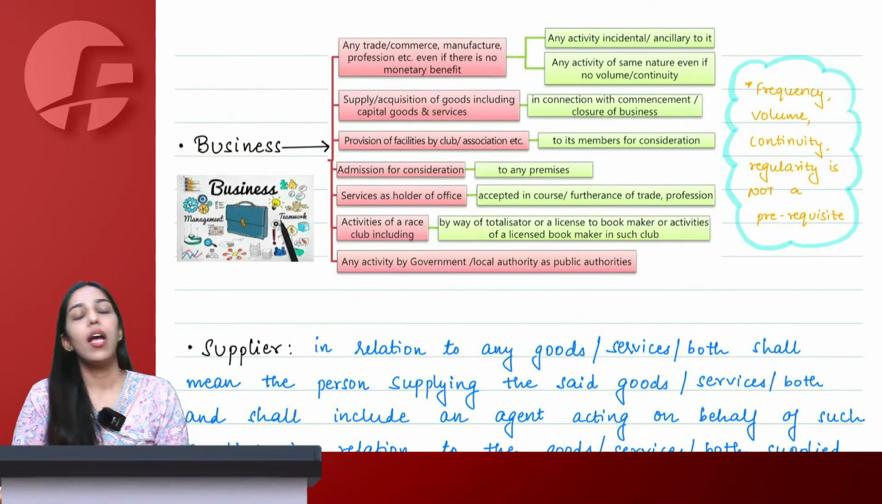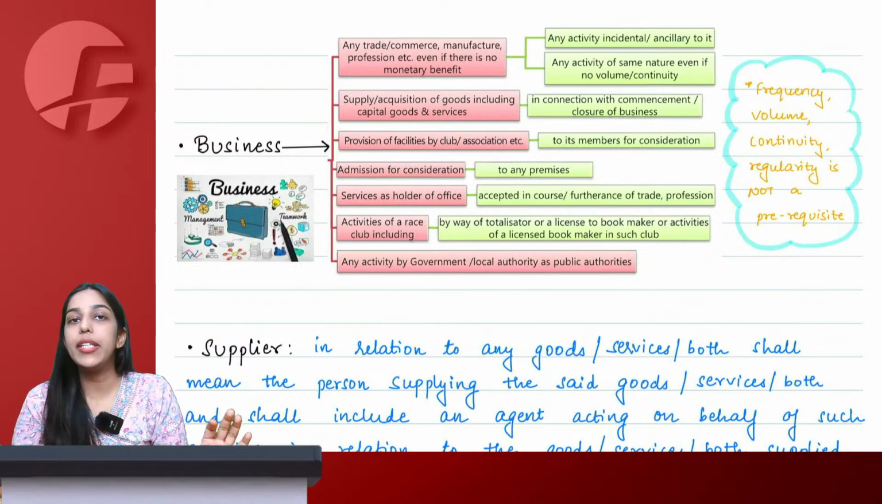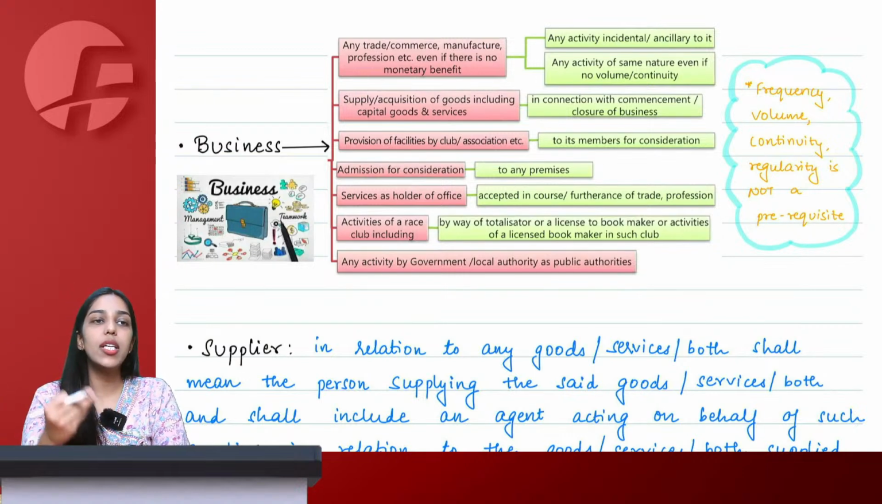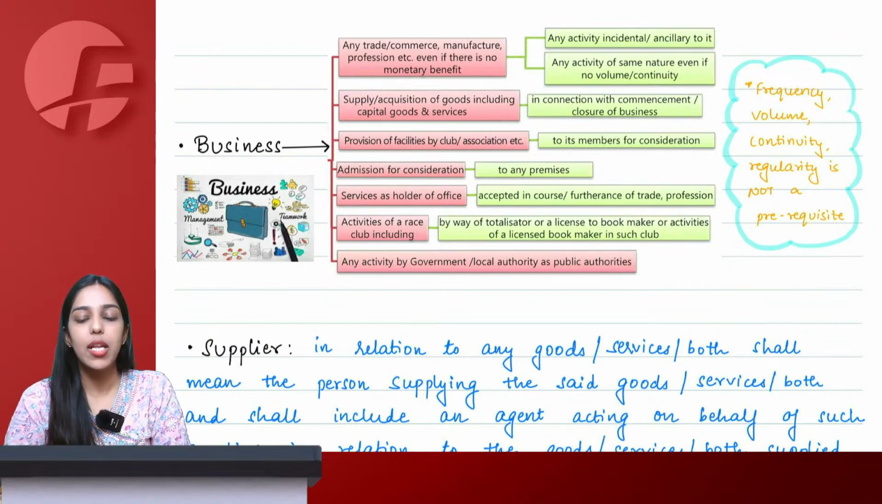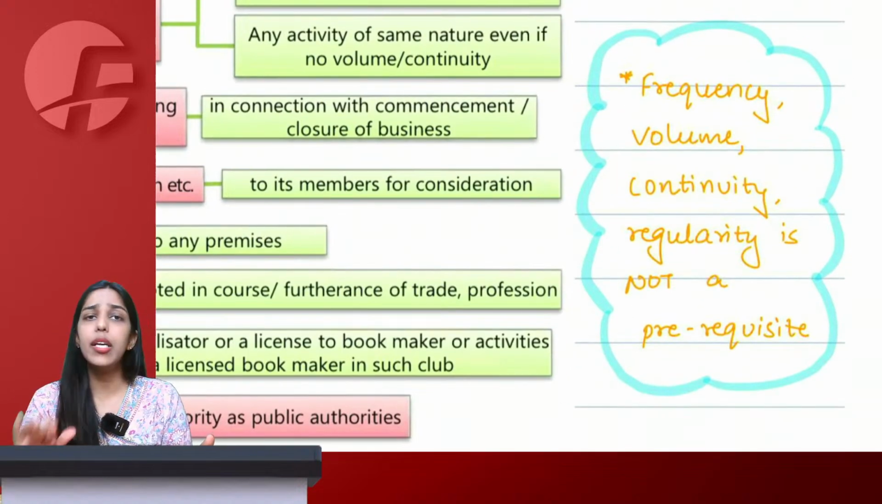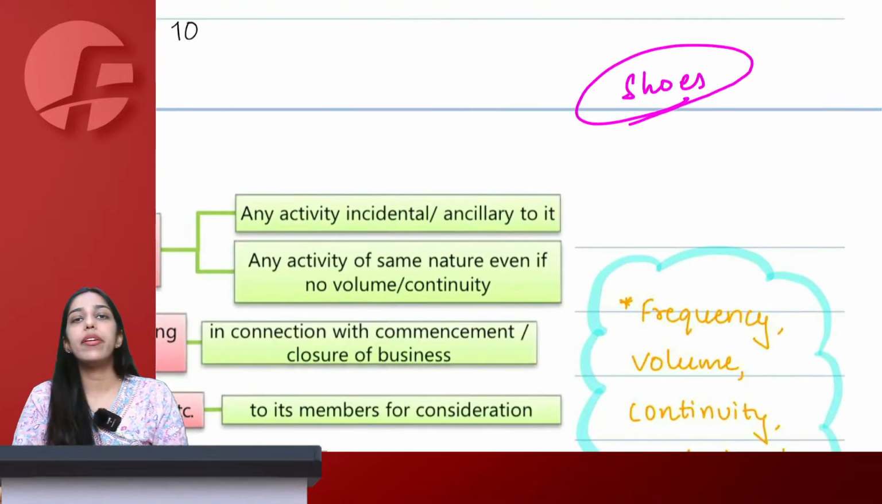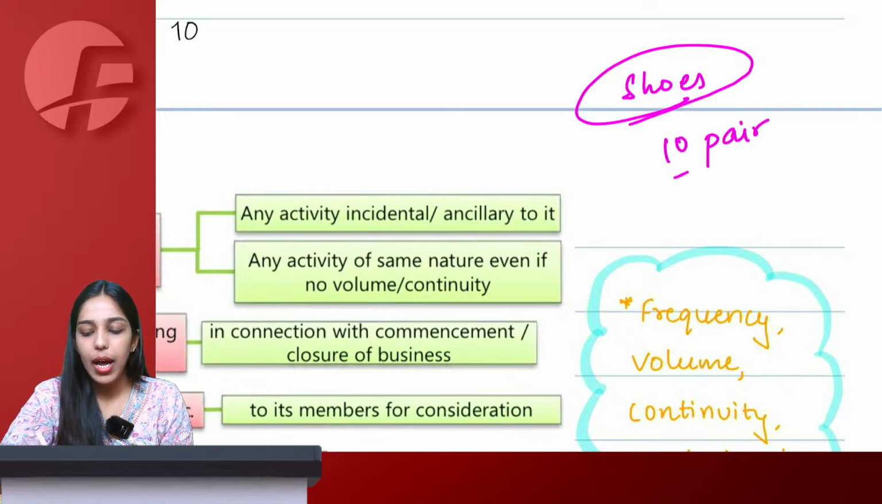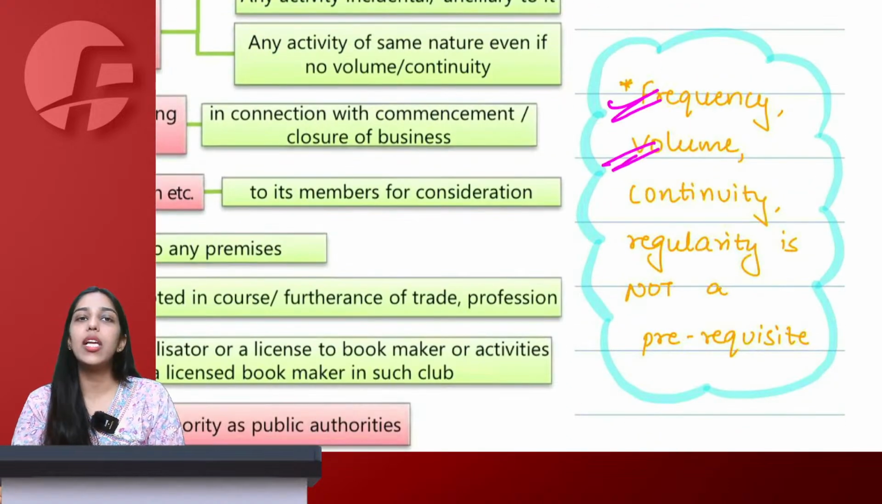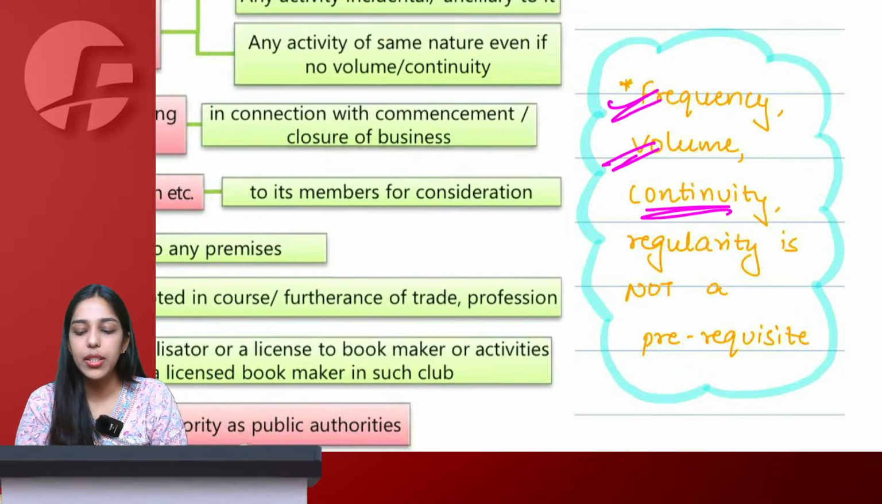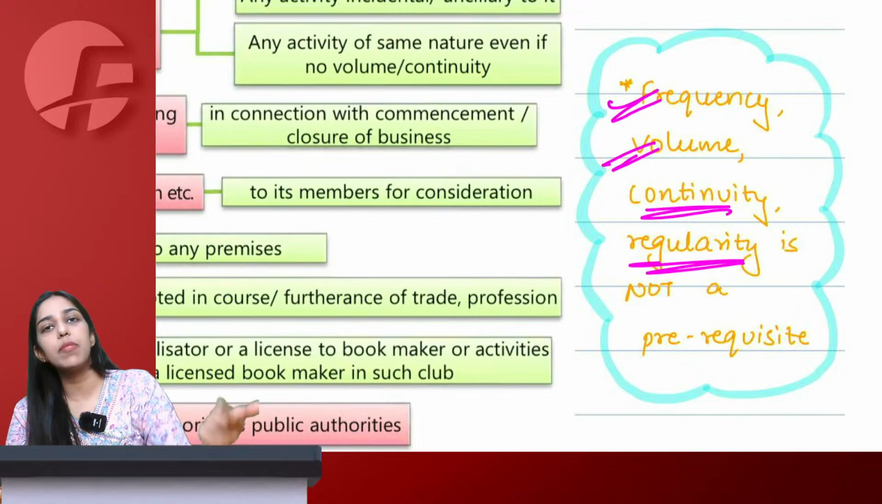What is a business? It is a very wide term. See, GST is essentially a commercial tax. We want to levy GST on people doing business, doing commerce. Therefore, it is very much important to understand the meaning of business. Now, even if, let's say I sell shoes, and throughout the year, I was only able to sell 10 pair of shoes. I'm not at all frequent. My volume is very low. I keep my shop open for 3 days, then I shut it down for 10 days. There's no continuity, there's no regularity. Still, will this be considered as a business?